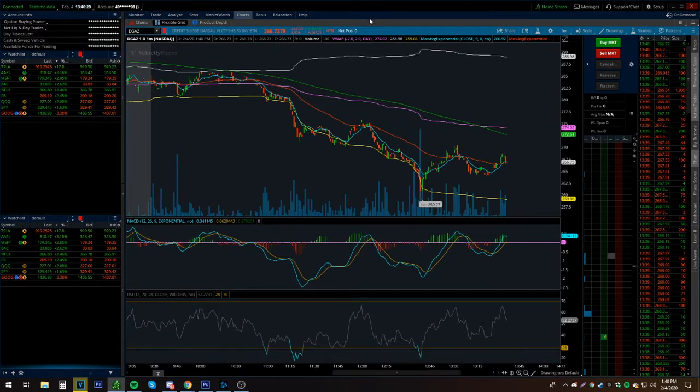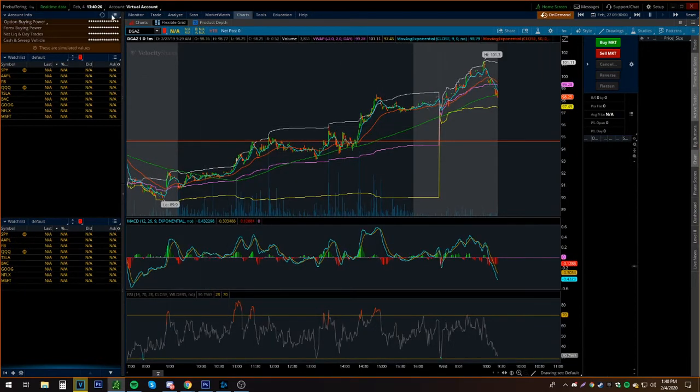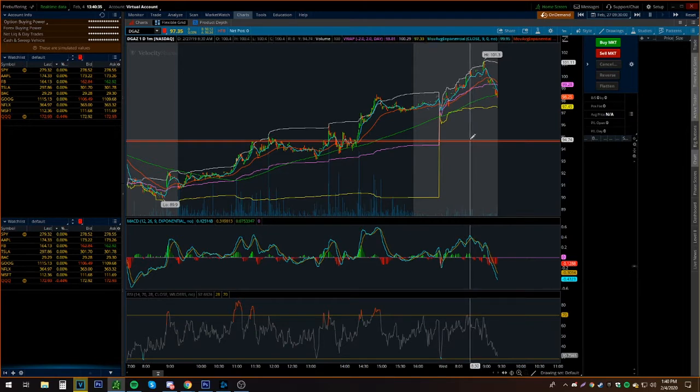One last thing, there is a cool feature that TD Ameritrade offers called On Demand. So if I click here, this will actually open up like a paper trading account, and I can go here and set the date to whatever I want. So February 27th at 9:30 a.m., 2019, so that's about a year ago.